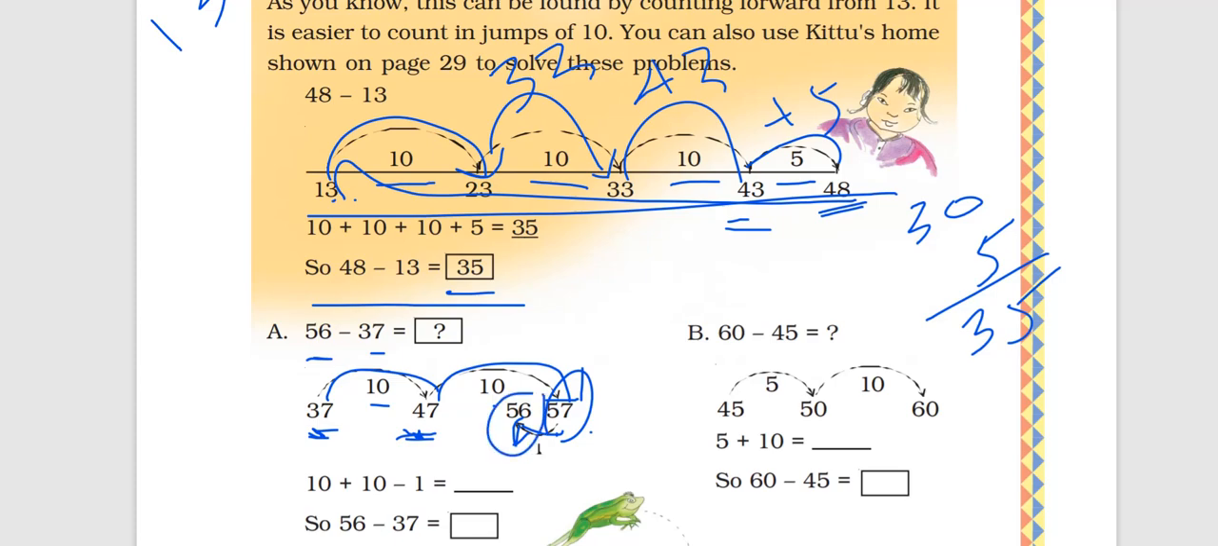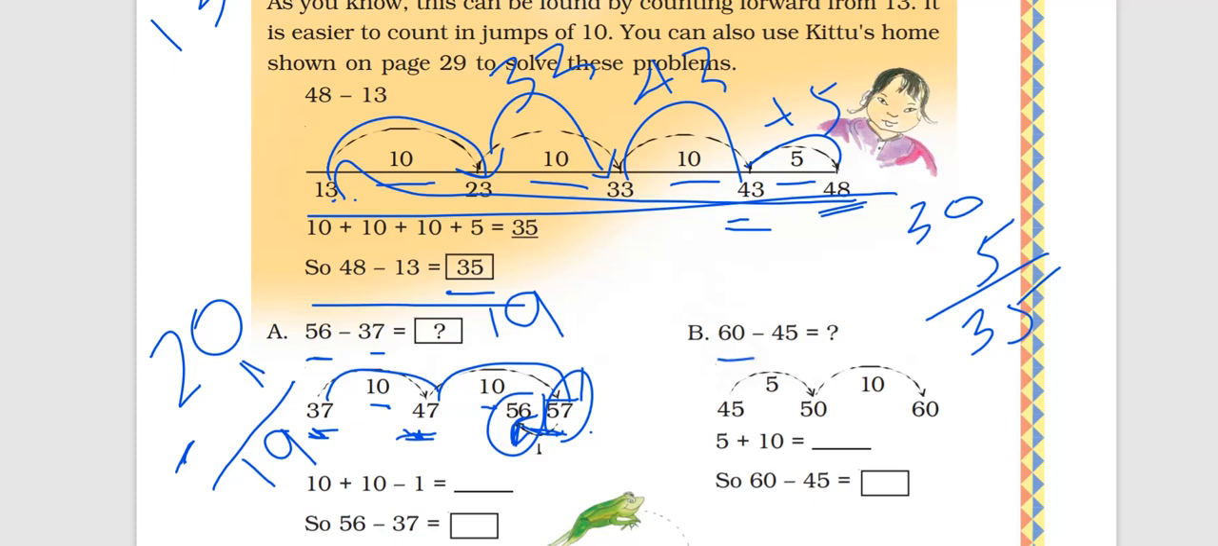So how many steps did we take? 10 plus 10 is 2 tens, which is 20. And you took 1 step back in the opposite direction. So let's subtract 1 from the 20. You took 20 steps to the right and you took 1 step to the left. So you went back 1 step. So let's subtract 1 from 20. You come to 19. So 56 minus 37 is 19.